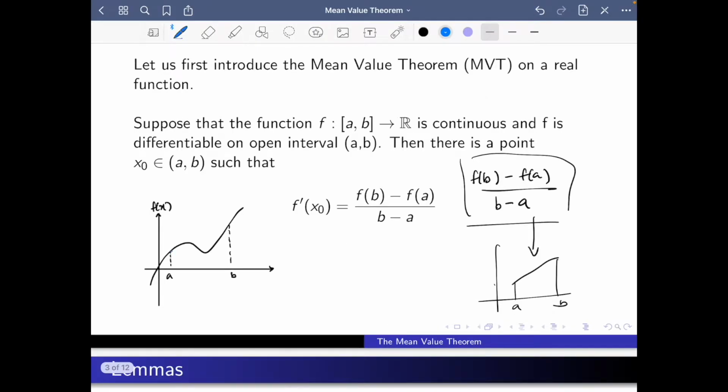Between a and b, we can draw a line which has this gradient. The gradient is f(b) minus f(a) over b minus a. And there exists an x0 in between a and b, in between here. Then we can find x0, approximately here, which has exactly the same gradient as the blue one. This is true for this case, the diagram and the function I show you, but it is also true for many cases. As long as it's continuous and differentiable on the open interval (a, b), it will work. So later, I will prove this theorem to you.